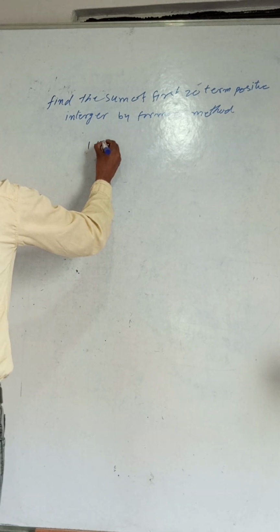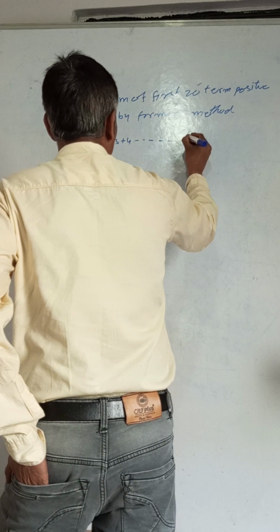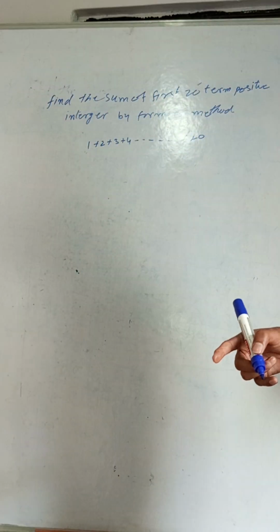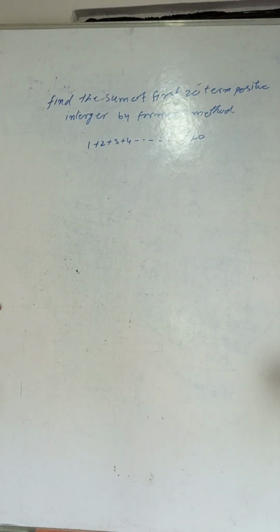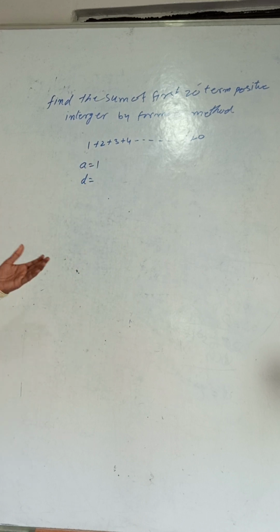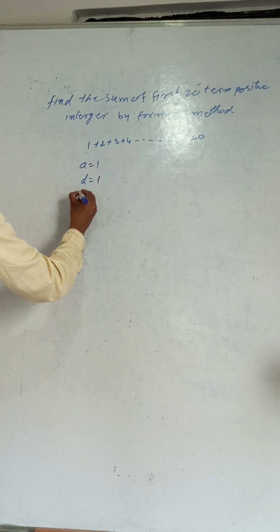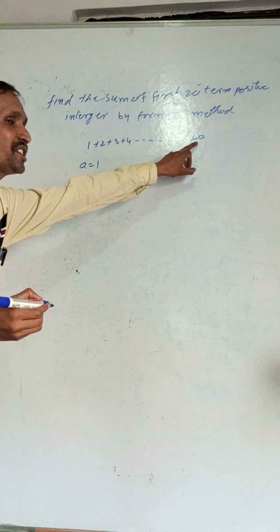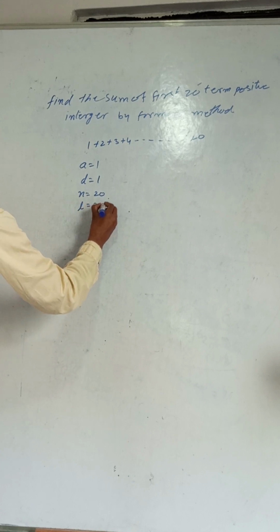So 1 plus 2 plus 3 plus 4 like that, up to 20. This is the question: what is the answer by using the formula? So here a is equal to 1, and d is equal to 1, because natural numbers always differ by 1. Now n is equal to 20, and the last term is also 20, because we stop at 20.